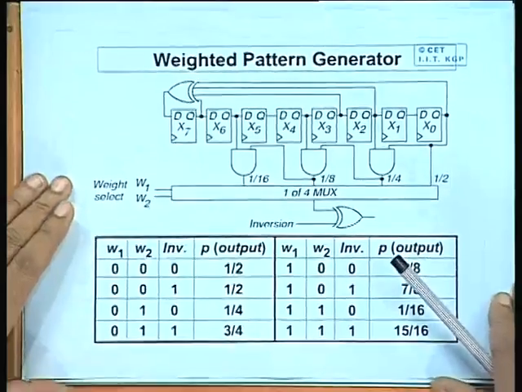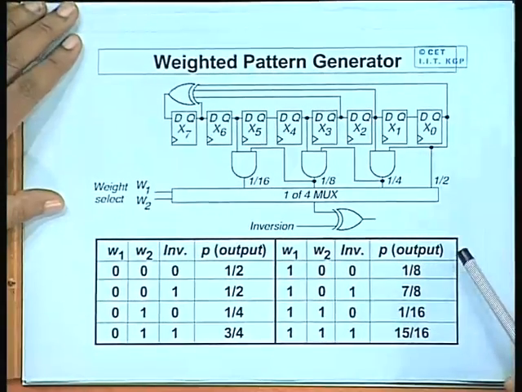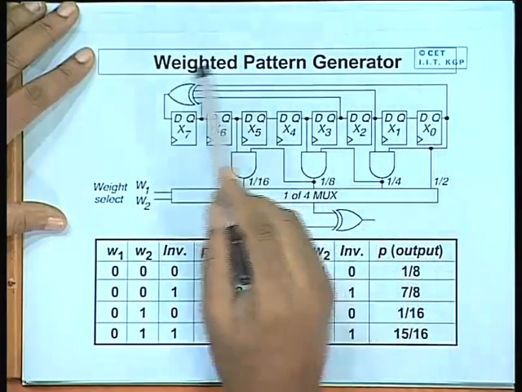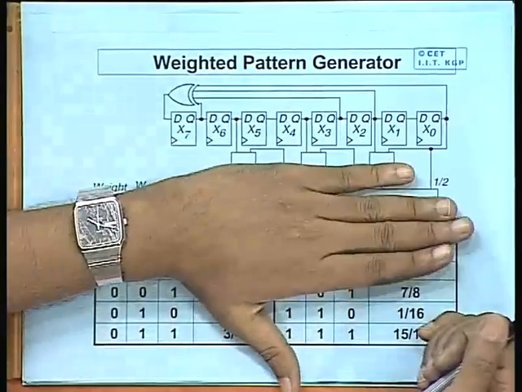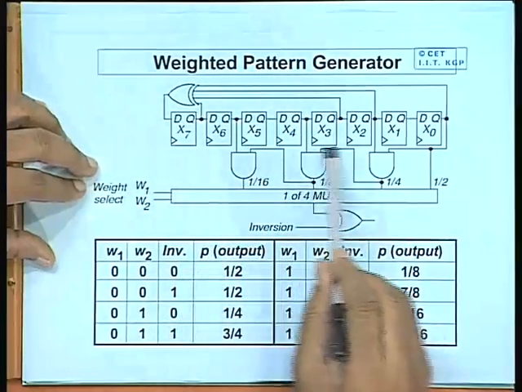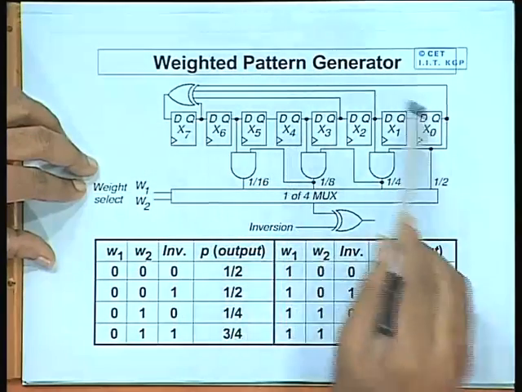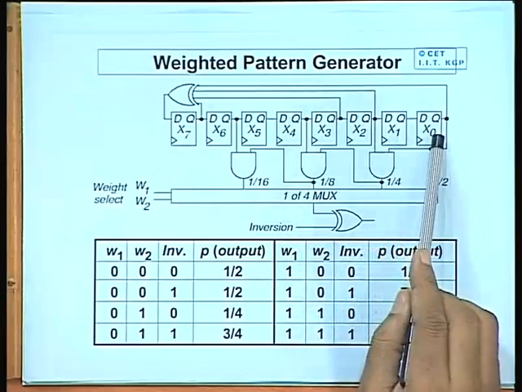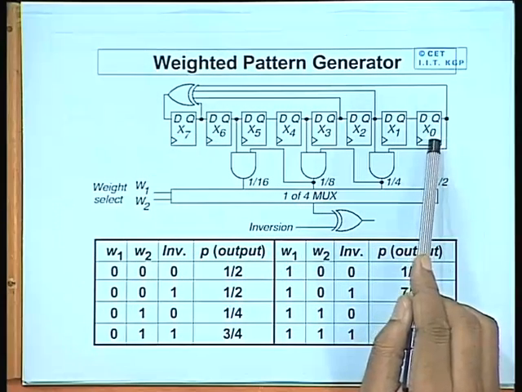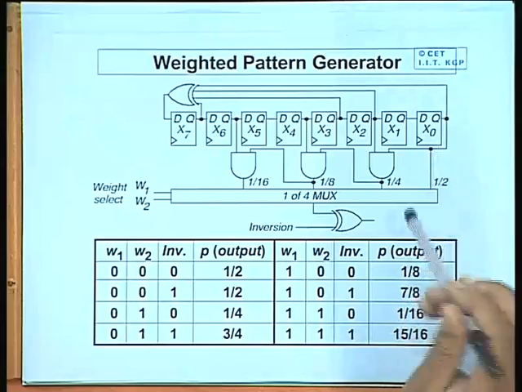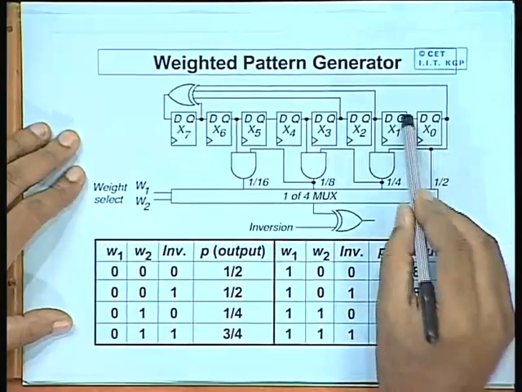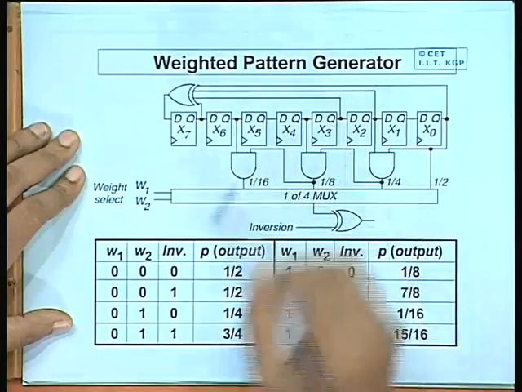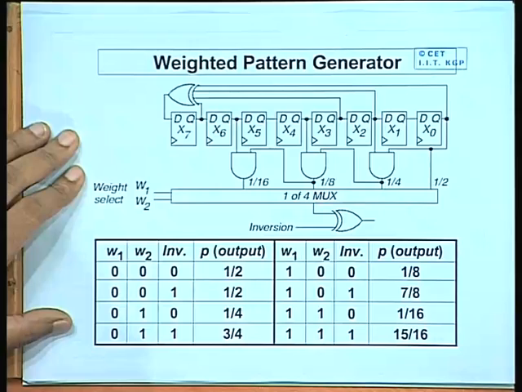So, I have a suggested scheme out here, where in the first place you ignore these AND gates. We have an LFSR, an 8 stage LFSR. Now, this 8 stage LFSR, you know that it generates pseudo random patterns. So, you take the output from any bit position, the signal probability will be 0.5.